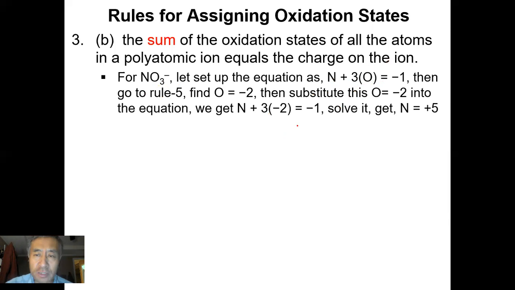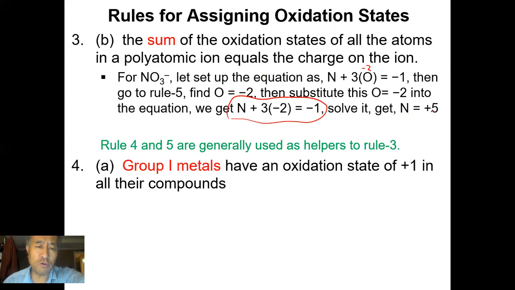So what you do is, from rule 5, you will get O is negative 2. So therefore, you substitute this O by negative two and get this equation. Then from this equation, now you only have one unknown, so you can solve this equation for N, so N is plus five. So then what are those next two rules? So rule four, rule five.